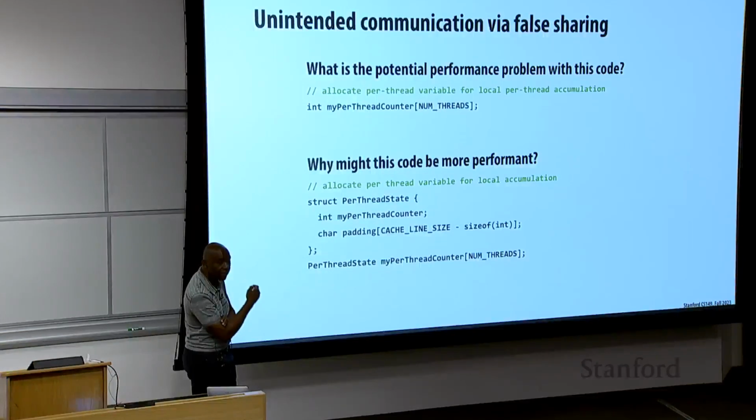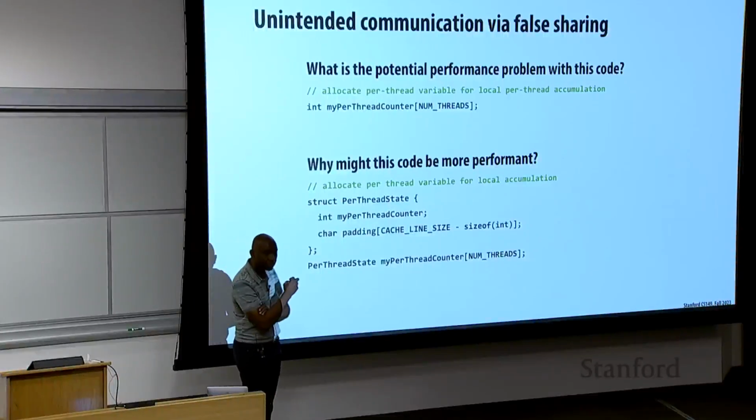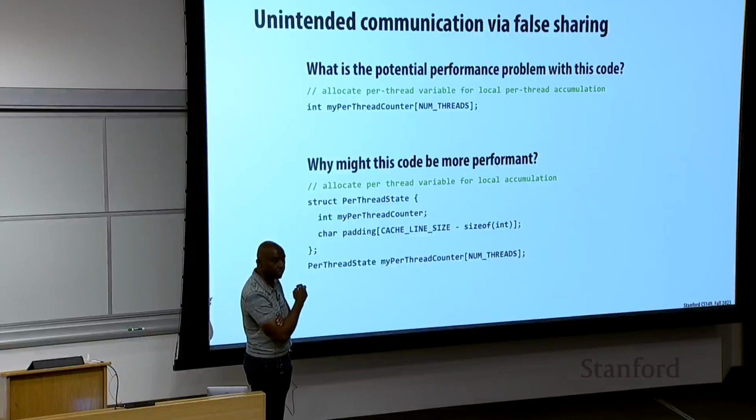Can somebody expand on that? Yeah. In the first case, you could have multiple instances of the counter, like multiple locations going in the same cache line. Whereas in the second one, you ensure that each one is exclusive, so there's no contention. In the first case, we're going to have communication.